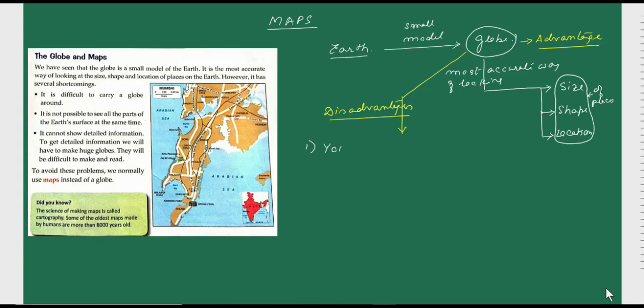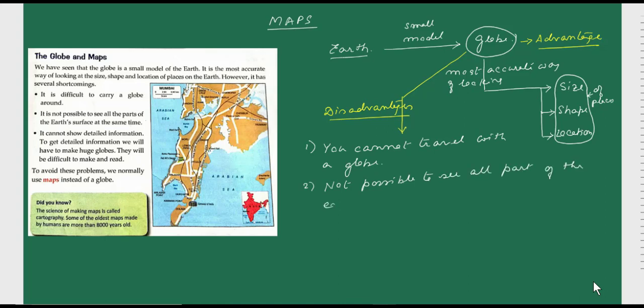We actually represent the Earth in a small model. It's called a globe, and it is the most accurate way of looking at the size, shape, and location of places. Now it has certain advantages, of course, and certain disadvantages.